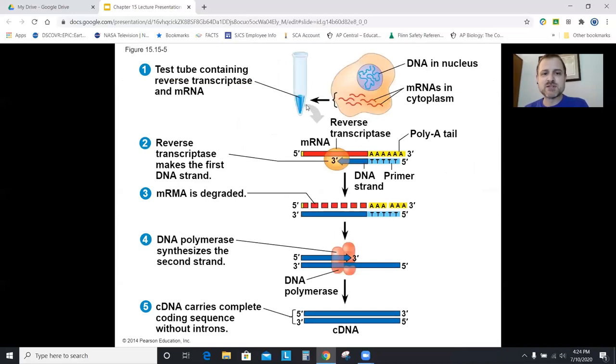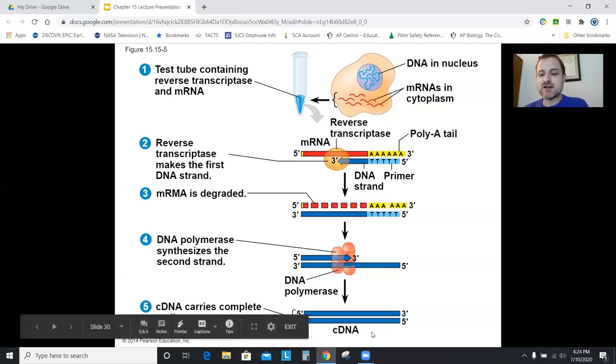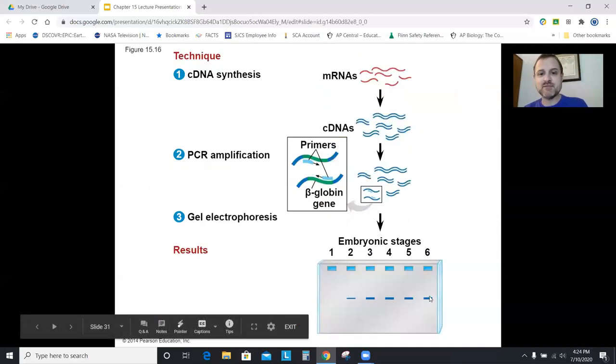This just shows what I do. So I have a test tube with the messenger RNAs, the red things, and the enzyme reverse transcriptase. They copy the strand into DNA, get rid of the RNA, use polymerase to make the complementary strand of DNA. And here you have a double-stranded piece of DNA that you made in a lab based upon the RNAs that were in the cytoplasm.